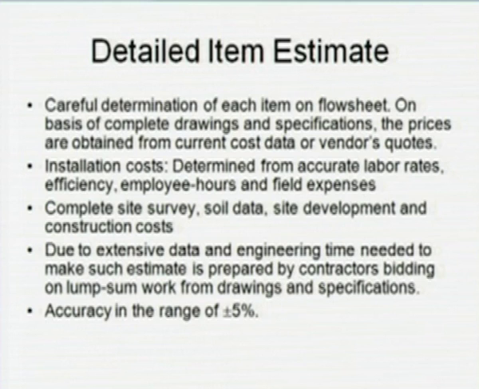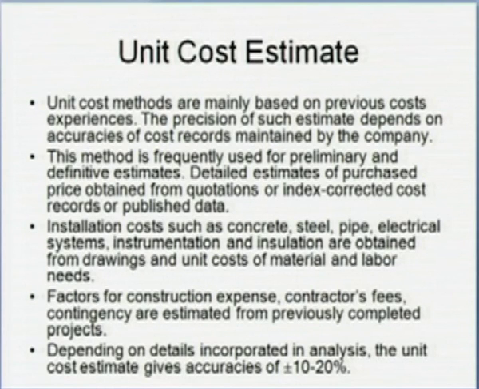Then the unit cost estimate. Unit cost methods are mainly based on previous cost experiences. The precision of such an estimate depends on the accuracy of cost records maintained by the company or the cost data available in literature. This method is frequently used for preliminary and definitive estimates. Detailed estimates of purchase price are obtained from quotations or index corrected cost records and other published data.